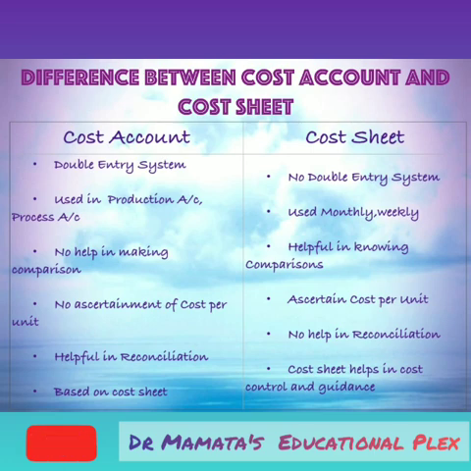In cost account, we use production account and process account, but cost sheets are prepared monthly or weekly. They are not used annually. Then cost account does not help in making comparisons, whereas cost sheet is always helpful in making comparisons. In cost account, we cannot ascertain cost per unit, and cost sheet is specially designed for ascertaining the cost per unit of our production. Cost accounting is helpful in reconciliation, whereas cost sheet is not helpful in reconciliation.